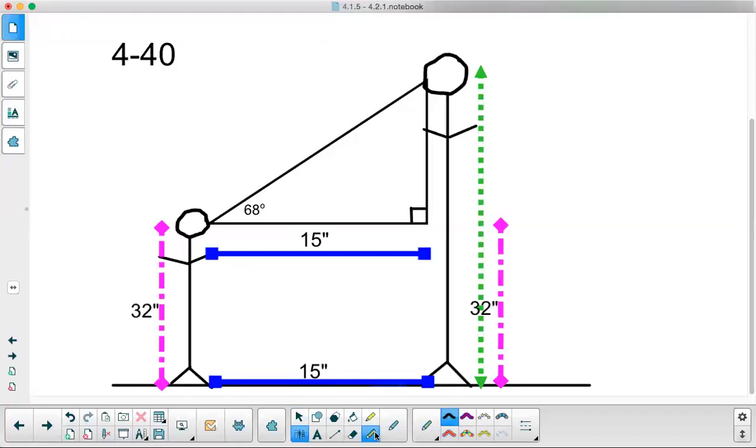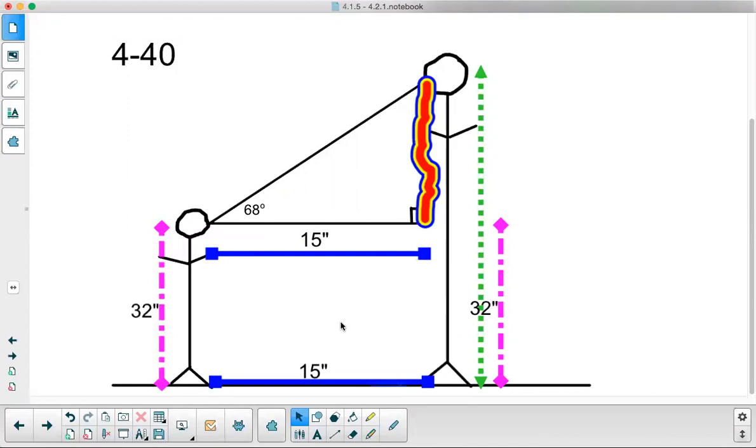so that now if I can determine the length right here, so I'm trying to draw this as straight as I can, if I can determine that distance there, then I can add 32 inches to that to give me the total.